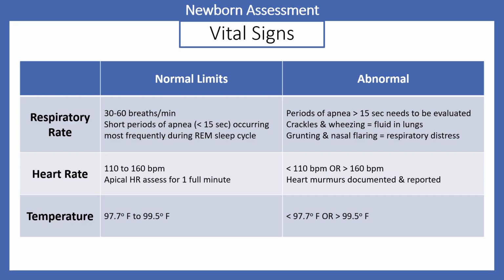They use their entire abdomen to breathe. It is common to have short periods of apnea lasting less than 15 seconds. When assessing the heart rate, the nurse must listen to the apical heart rate for 1 full minute. When assessing temperature, always do an axillary temperature on a newborn unless a specific order is given by a physician. Knowing your normal ranges helps to assess when vitals are abnormal and nursing interventions are needed.